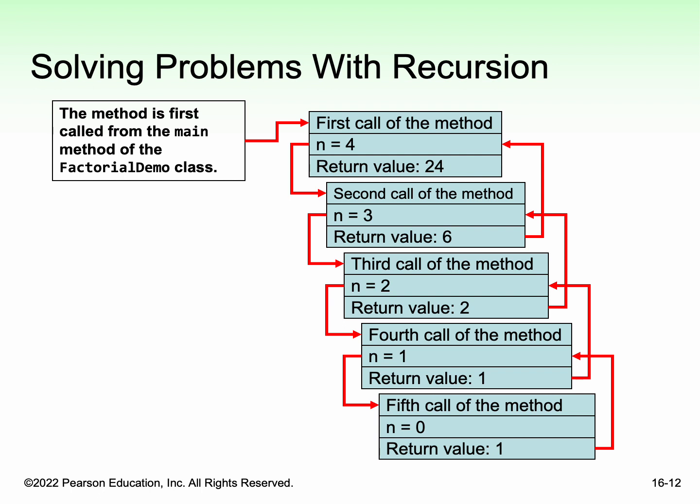Here's a little diagram for you. The first call of the method is going to be n equals 4, and it's going to return 24. Second call is going to be n equals 3. We're going to return 6. N equals 2, return value of 2. N equals 1, return value of 1. N equals 0, return value of 1. And then it's just going to go back, as you can see with the arrows.